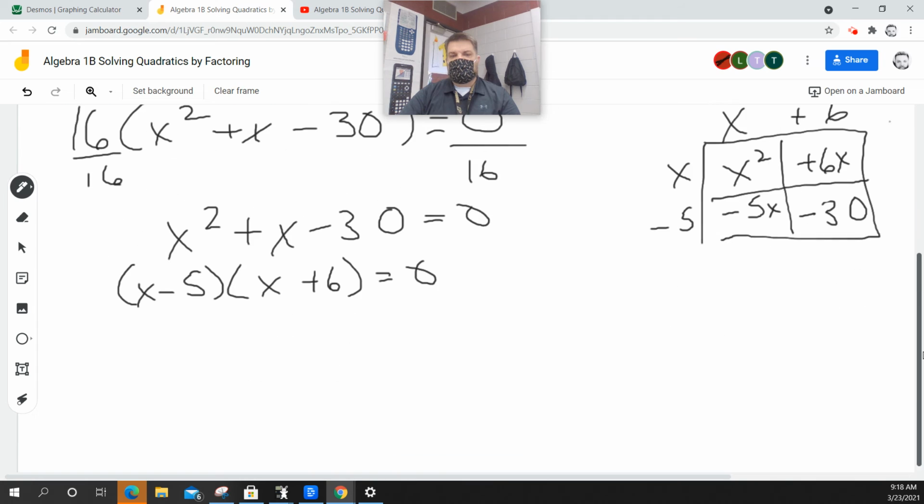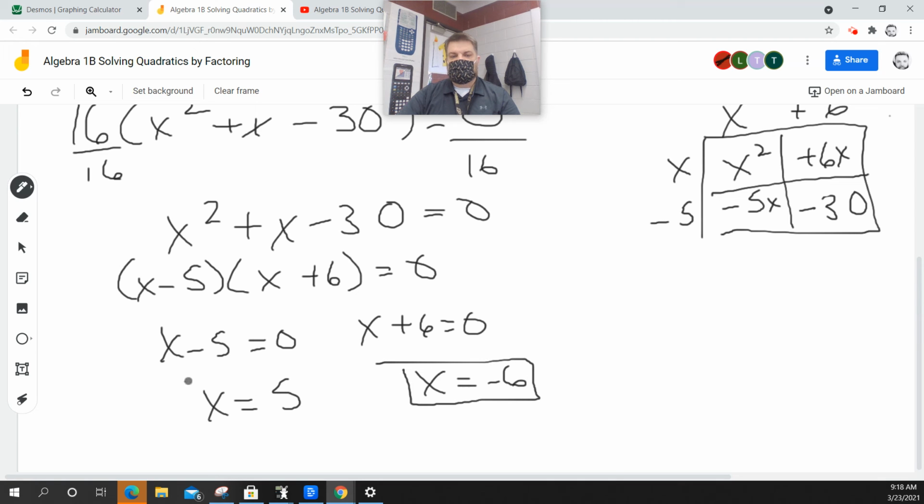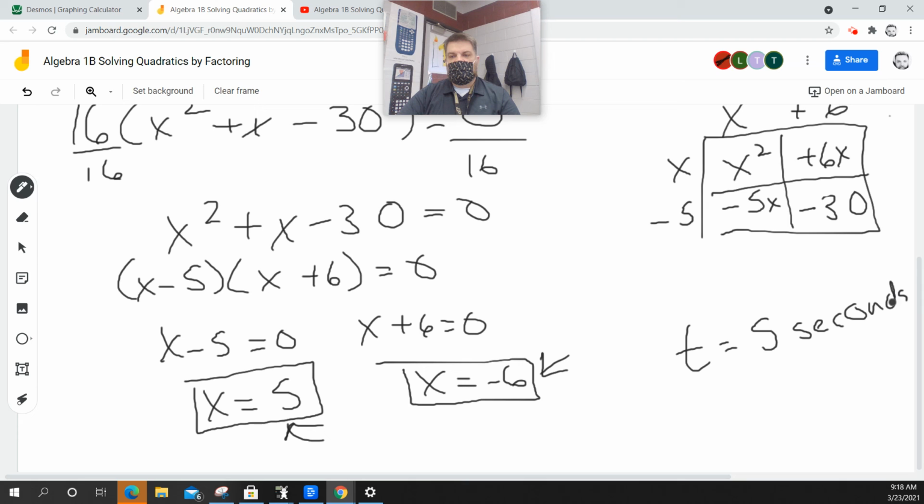Now, if I set those equal to 0, I get x minus 5 equals 0 and x plus 6 equals 0. That should give me x equals 5 and x equals negative 6. I don't really care about this. And it's not really x. We're saying t equals 5 seconds. That's the answer.